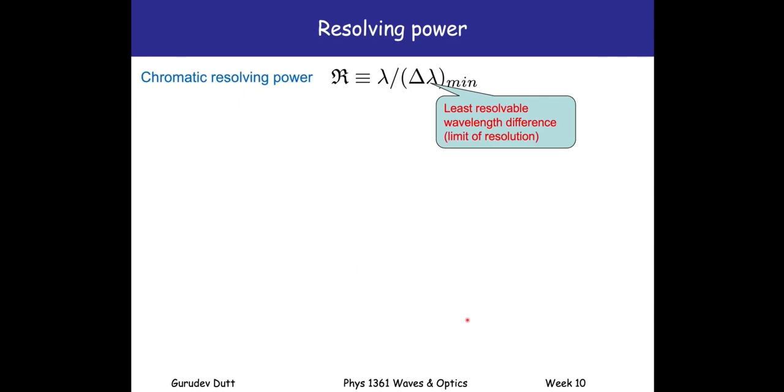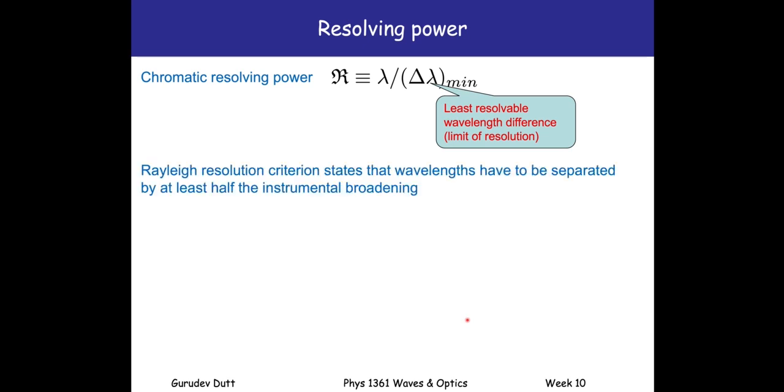So that allows us to define something called the chromatic resolving power of any grating, where if I take two lines, lambda 1 and lambda 2, that are separated by some small amount, delta lambda, and lambda here is the average of the two lines, lambda 1 and lambda 2, then lambda divided by delta lambda minimum, where delta lambda minimum is the least resolvable wavelength difference. And this is the limit of resolution of your grating. Okay. So yeah, that's just defined here. If I have lambda 1 and lambda 2, then delta lambda is just simply the difference between them, and lambda will be just the average of the two wavelengths.